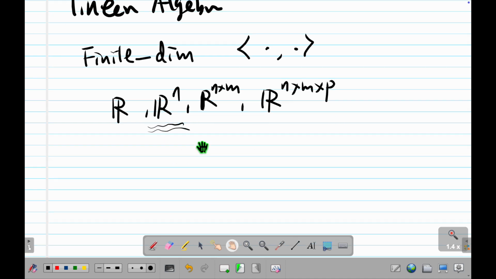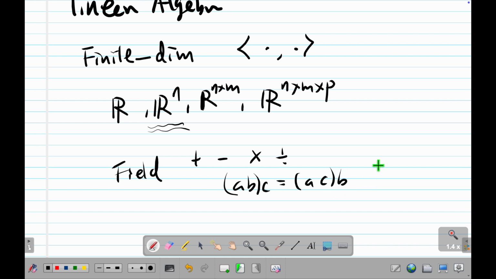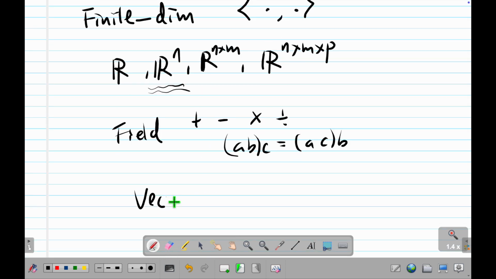Once we have this as our set, or we call it a field, that means we have plus, minus, multiply, division, and a lot of algebra rules, like A(BC) = (AB)C, associativity, those kinds of things. We don't care; we assume they are true. Then what? We now have something called a vector space. I just give you a revision.